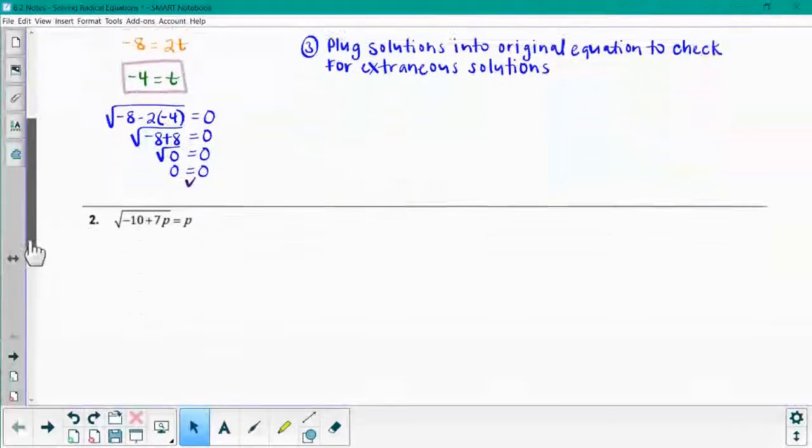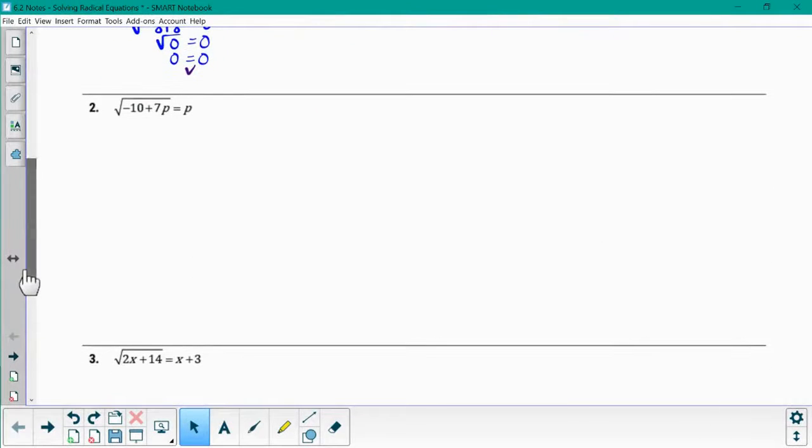Moving on to number 2. So now I already have my radical isolated on the left-hand side, so I don't need to do any steps there. I'm going to go ahead and go in and square both sides. Again, the square root and the square are going to cancel each other out, and I'm going to end up with p squared on the right-hand side.